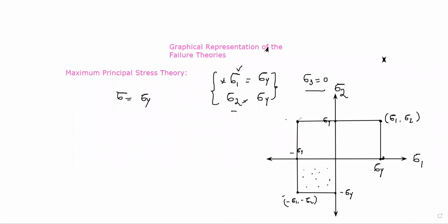So here it is minus sigma 1 and positive sigma 2. Fine. And all the points, the tensile, if the stress distribution is, one of the stresses is positive, another stress is negative, then still the points, the stress distribution should be well within this quadrant. And the same will happen over here. Let's join these points. We join these points.